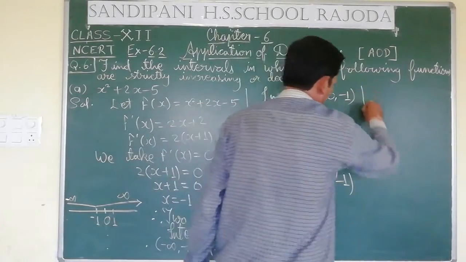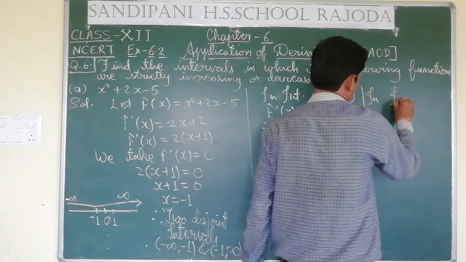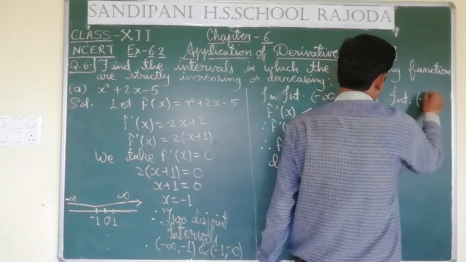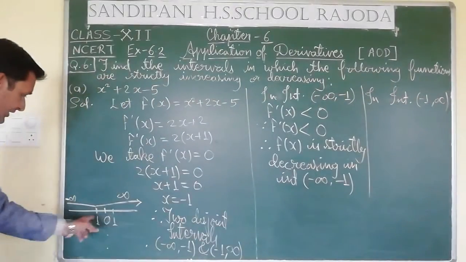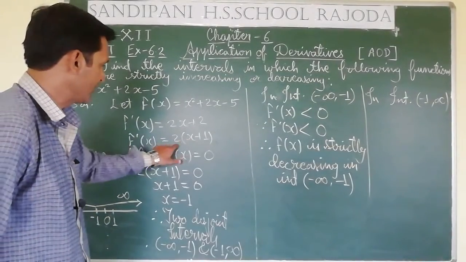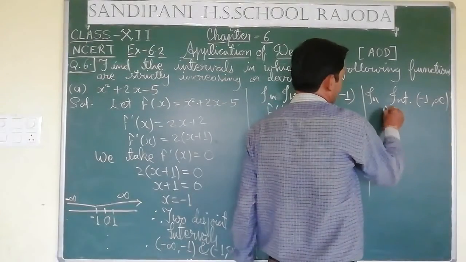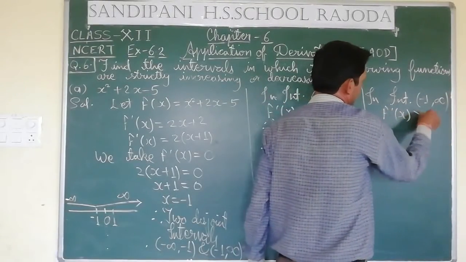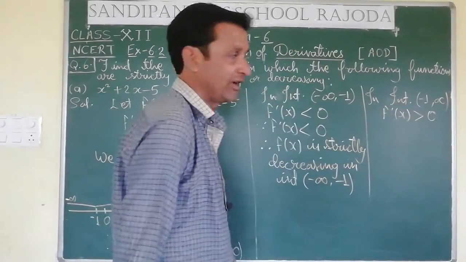Now let us take the interval minus 1 to infinity. Between minus 1 and infinity I can take 0 also. Suppose I am taking 0 here, then it will be 0 plus 1, so 2 ones are 2. So f dash x is positive. So f dash x is greater than 0 between minus 1 and infinity.